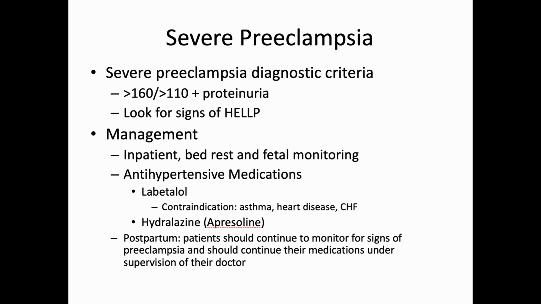The other one could potentially go home and be managed at home, checking blood pressures. But this patient is living with us. We're keeping them, they can't go home. They're going to be on bed rest and on fetal monitoring. We're concerned with preeclampsia that there's less oxygen flow to the placenta, so we're worried about the baby not getting enough oxygen. We're going to use our antihypertensive medications, which are labetalol and hydralazine. Those are our two meds of choice.